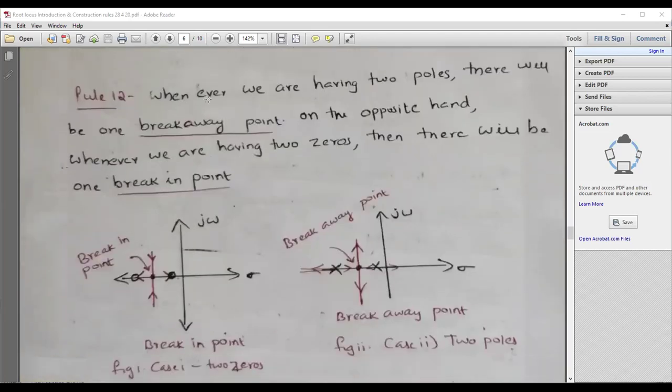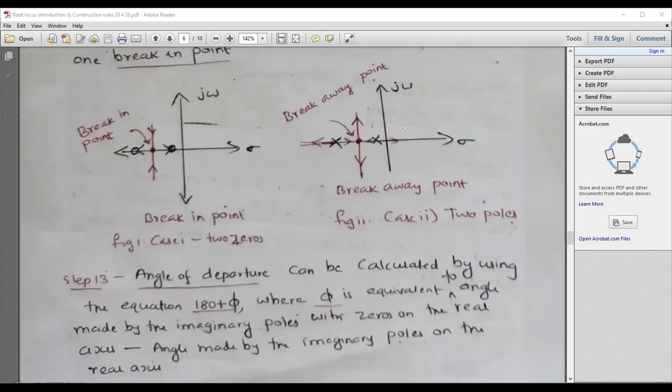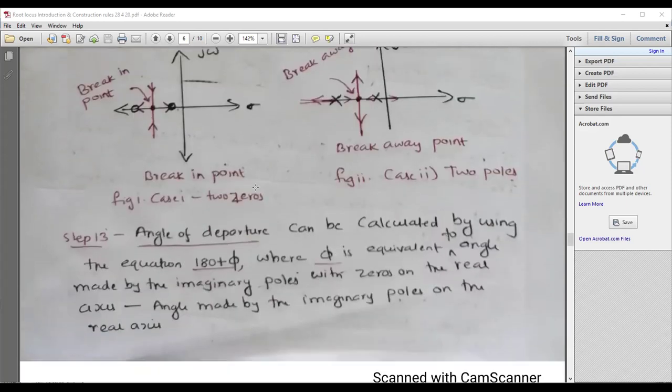Then next is rule number 12. Where we have two poles, there will be one breakaway point. On the opposite hand, wherever we have two zeros, there will be one breakaway point. So these are the different rules. Please go through that.